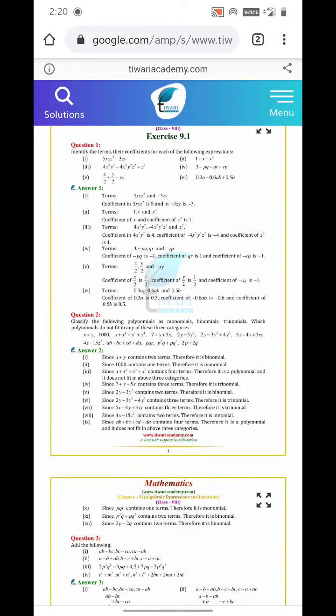In the case of 1 itself, if we place x raised to power 0, then 1 will become the coefficient. In the case of x, there is nothing written, there is no constant in front of the variable x. That means when nothing is written, it is 1. Understood? Because 1 multiplied by x will turn out to be x, and in the same way for x square the coefficient is also 1. You can do the rest of the questions on your own.